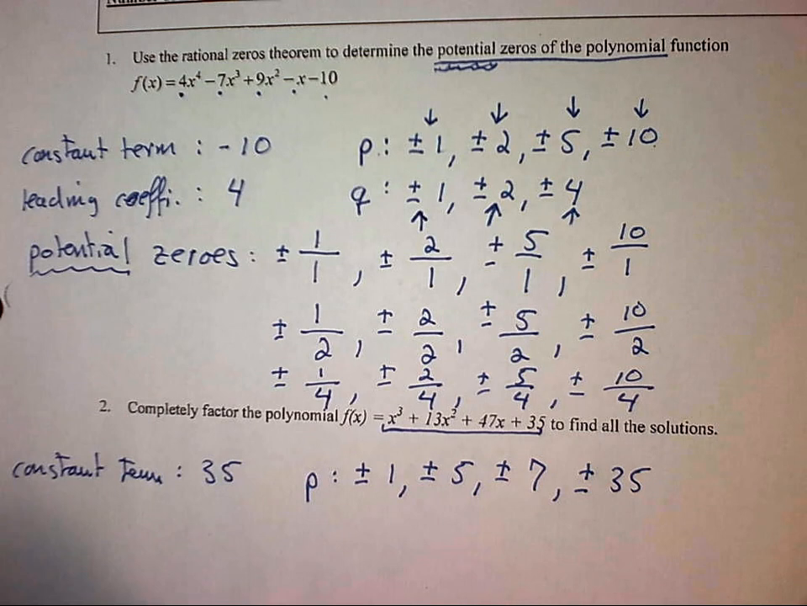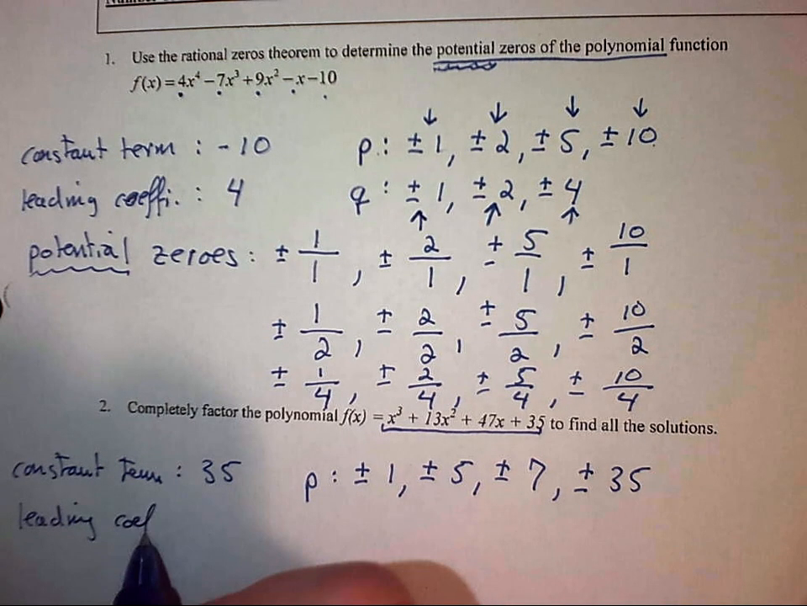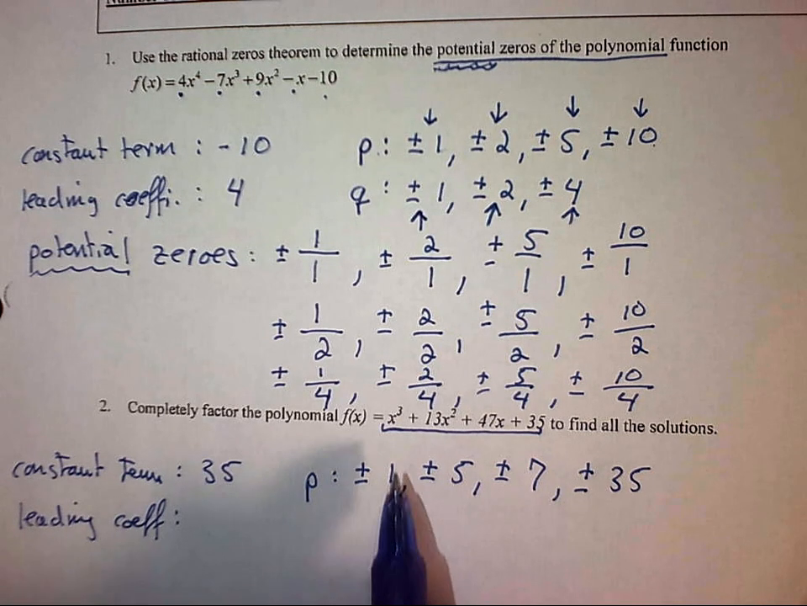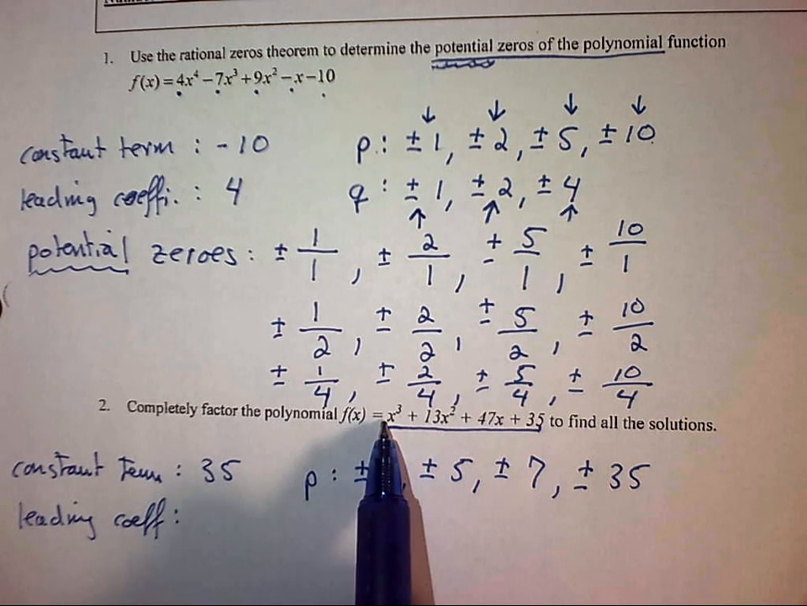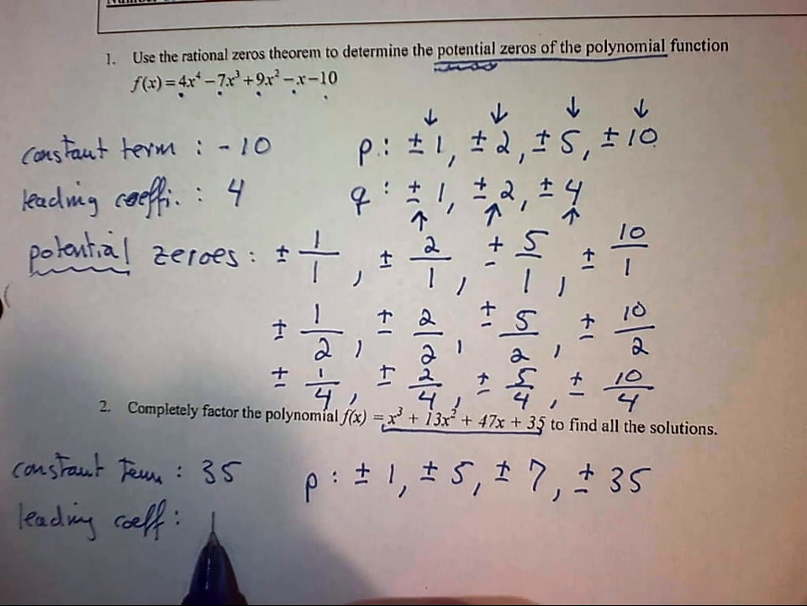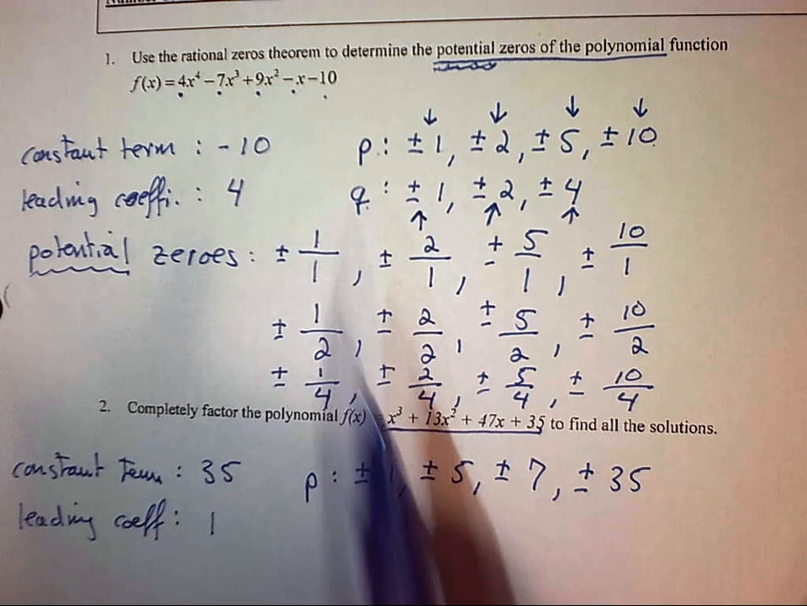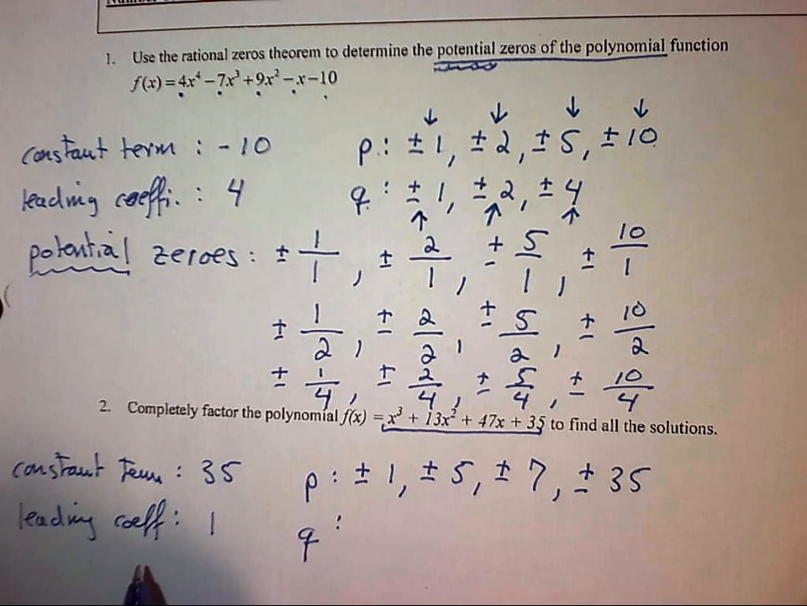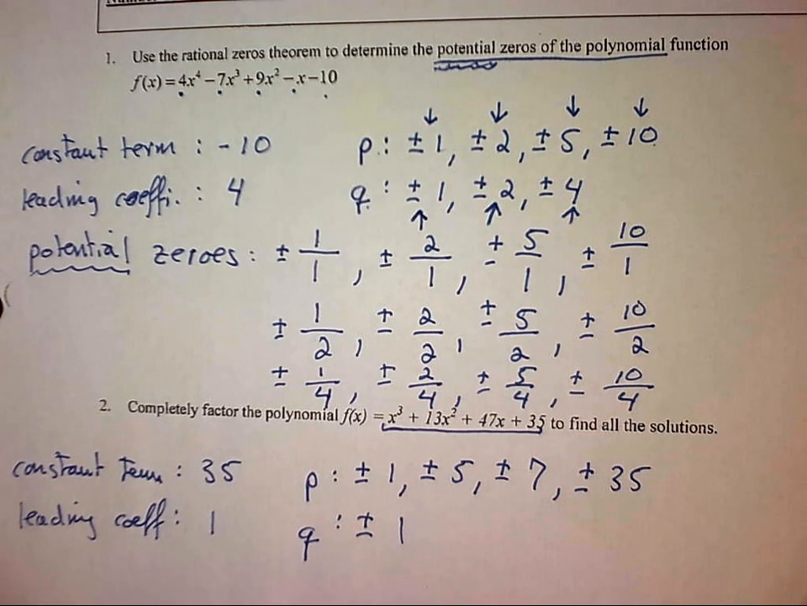Next thing that we need to do is look at our leading coefficient. Our leading coefficient is simply the number that's associated with the highest power. Here the highest power is 3, so the coefficient that goes along with this term is just 1. Now the factors of our leading coefficient, what we're going to call q, well, this one happens to be really, really easy. What are the factors of the number 1? It's just plus or minus 1.